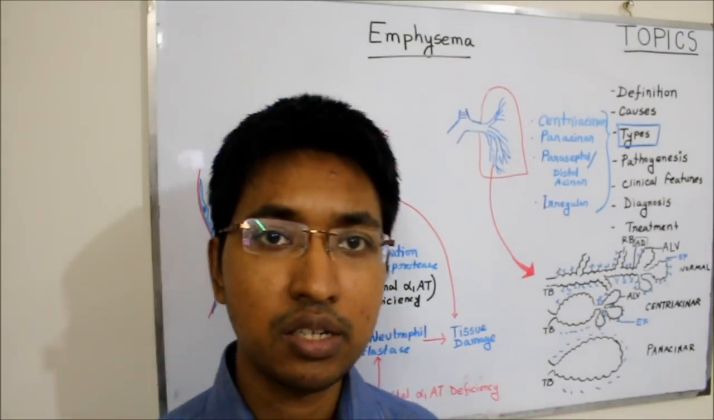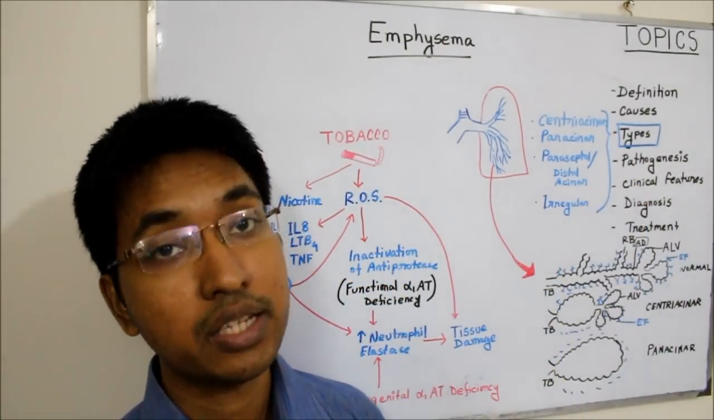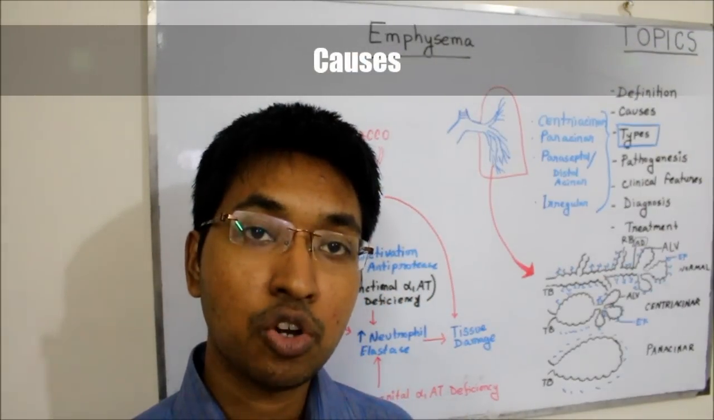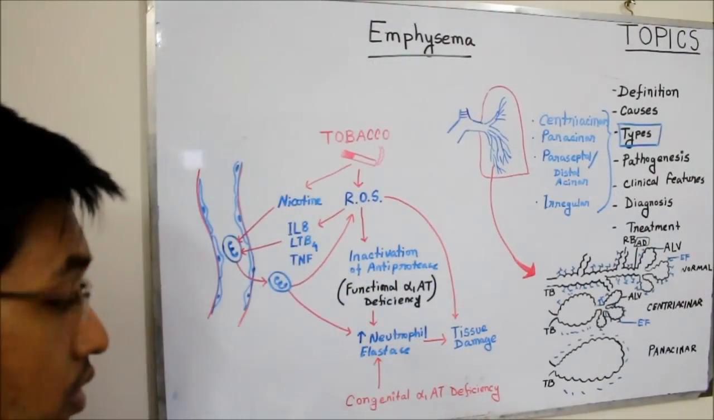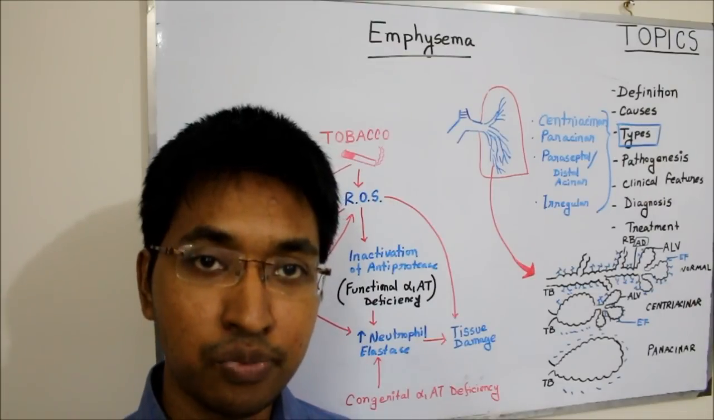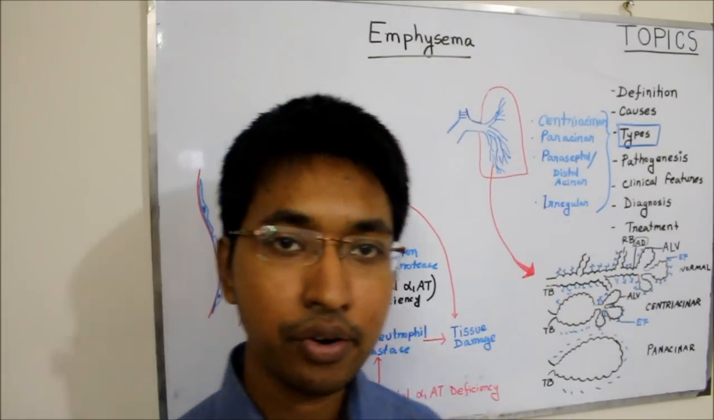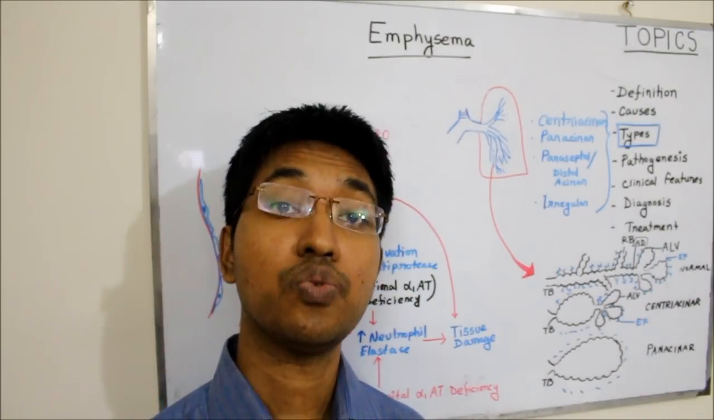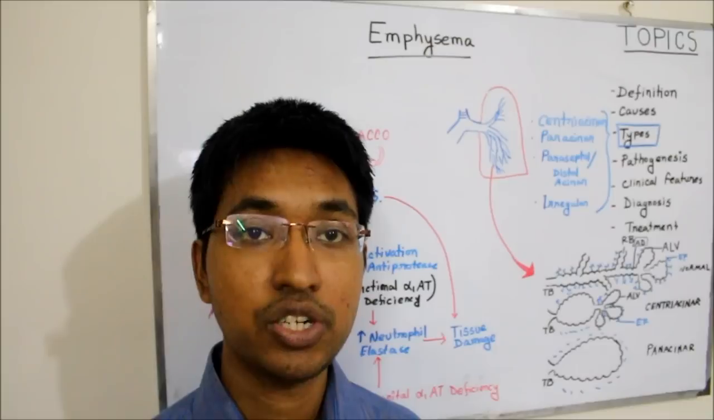So now that we have defined emphysema and explained the definition, now we will move on to the next topic, and that is the cause of emphysema. The most common cause of emphysema is tobacco smoke and congenital alpha-1 antitrypsin deficiency, and we will discuss them further when we talk about the pathogenesis. So for the moment, just remember, causes of emphysema include smoking, that's the number one cause of emphysema, and it also includes alpha-1 antitrypsin deficiency.